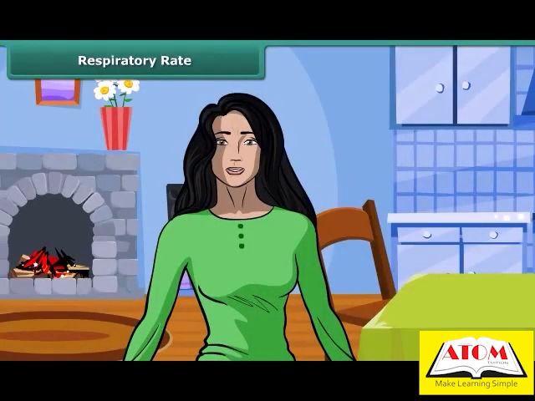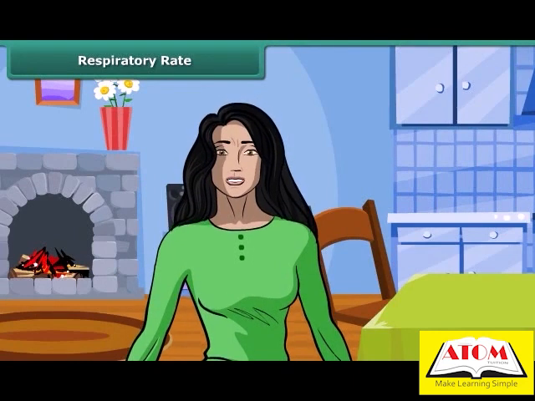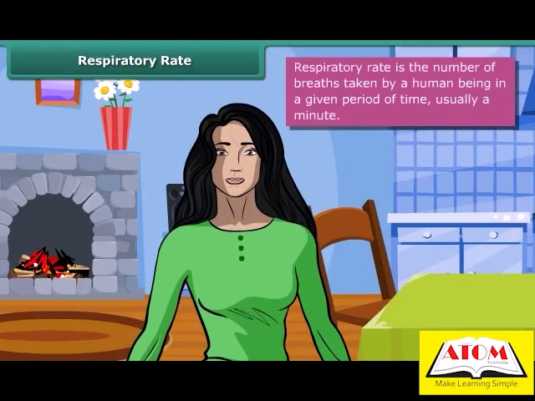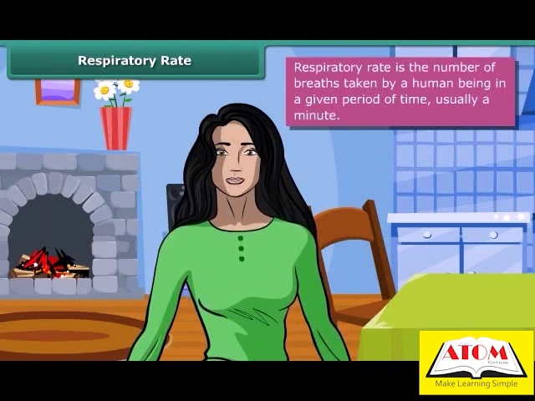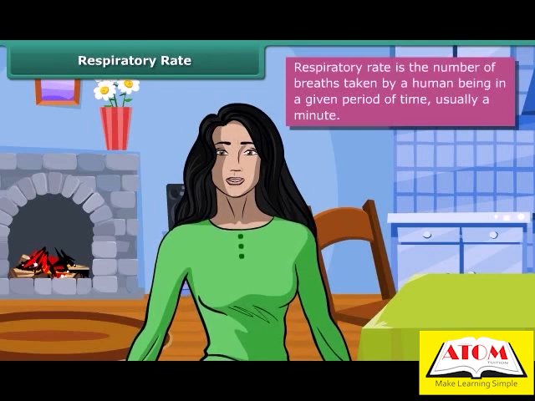Shruti wants to hold her breath, but she can hold only about 30 seconds. After that, she has to breathe. This is because the body needs oxygen to breathe all the time. Taking in of air rich in oxygen into the body is called inhalation, and the giving out of air rich in carbon dioxide is called exhalation.